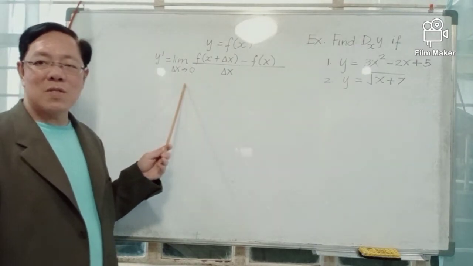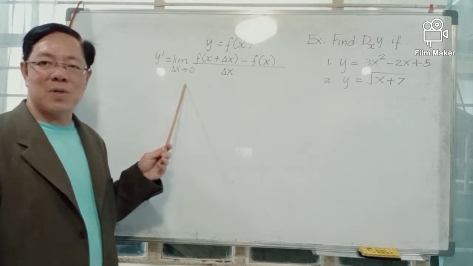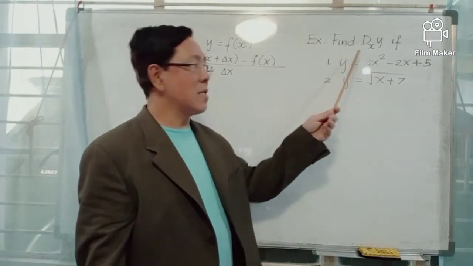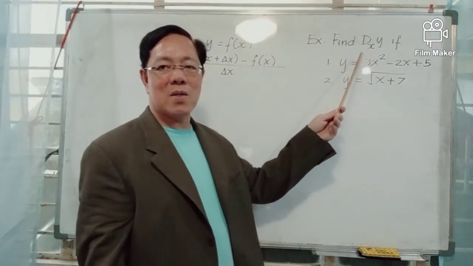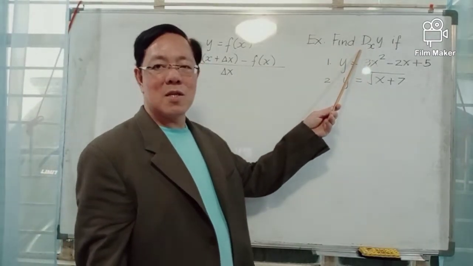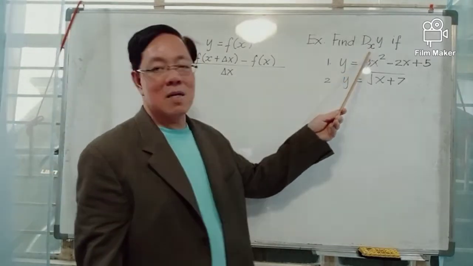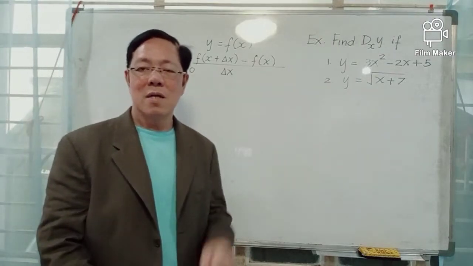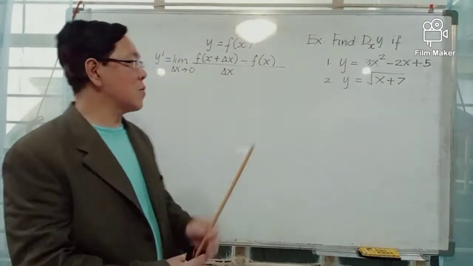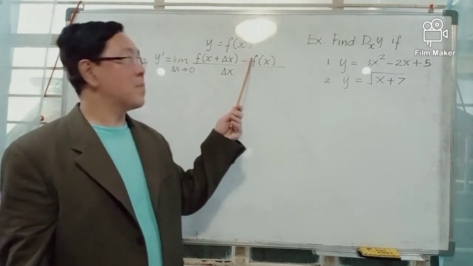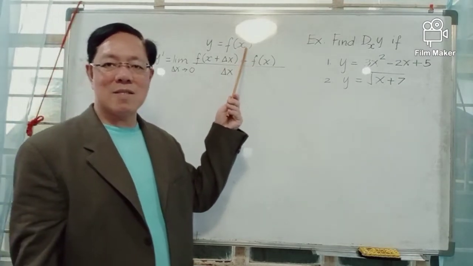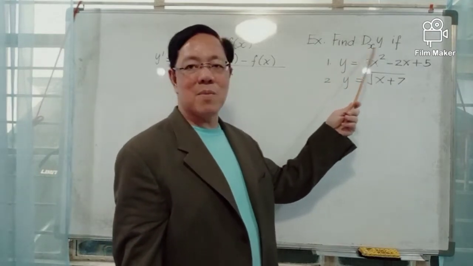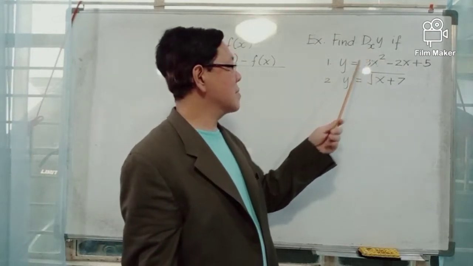To use this definition of derivative of the function y equals f of x, we find the derivative of y with respect to x. This notation is the same as this notation y prime. They both denote the derivative of the function y, a function of the independent variable x. For the following examples, we find the derivative of y with respect to x.